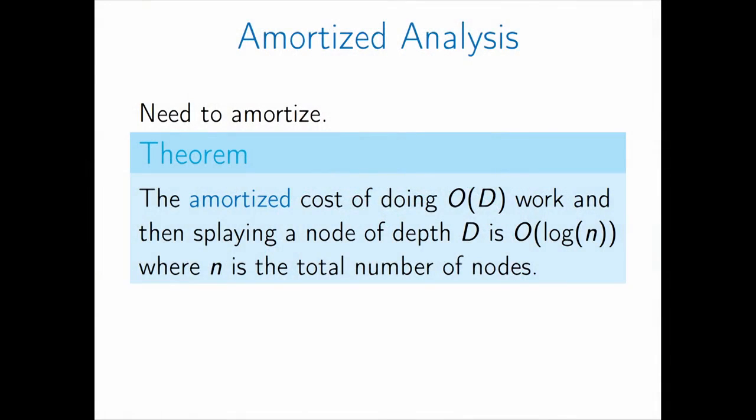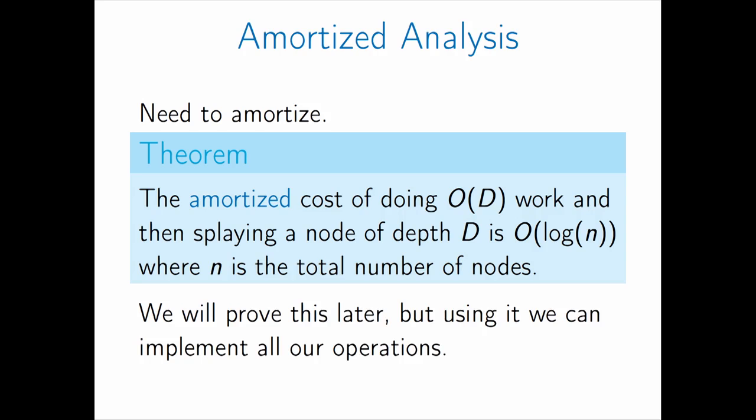But this does mean that we're no longer dealing with worst case time. We need to talk about amortized analysis, average case time. And the big theorem that we're not going to prove today is that the amortized cost of first doing O of D work and then splaying a node of depth D is actually O of log n, where n is the total number of nodes in the tree. And we'll prove this later, but using it we can analyze our splay tree operations.